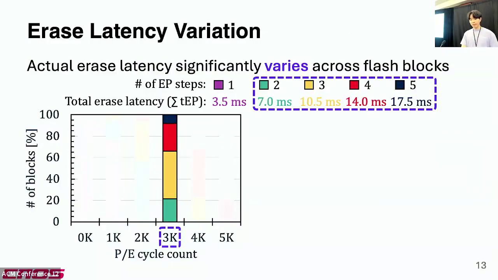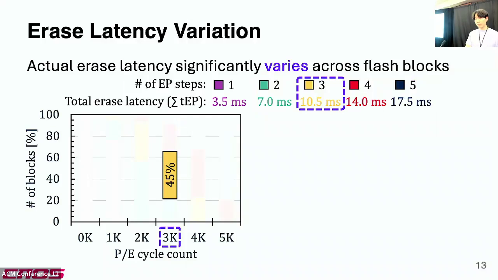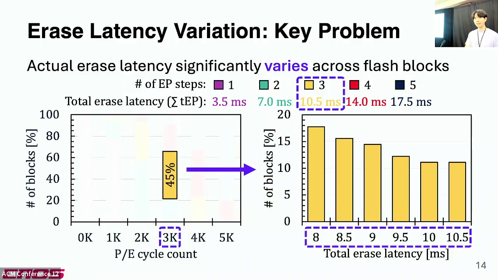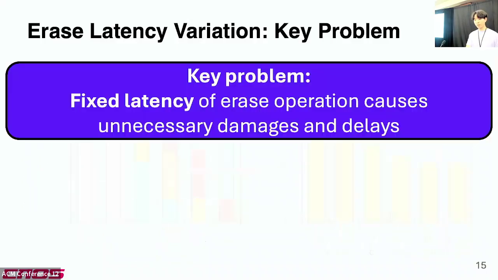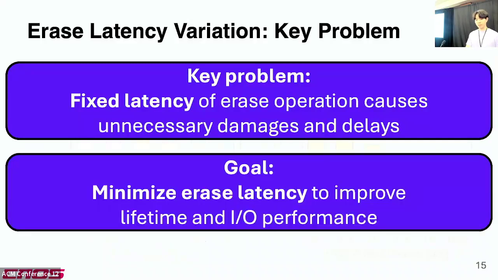Our key observation in this work is that even at the same P/E cycle, the total erase latency significantly varies across flash blocks. And even for blocks with the same number of erase pulses, again, erase latency significantly varies across flash blocks. So if we use fixed latency for each erase pulse, many blocks will be over-erased, meaning that high erase voltage is applied for a longer time than necessary. So fixed latency of erase operation can cause unnecessary damage and delays. Thus, our goal in this work is to minimize erase latency to improve lifetime and performance.